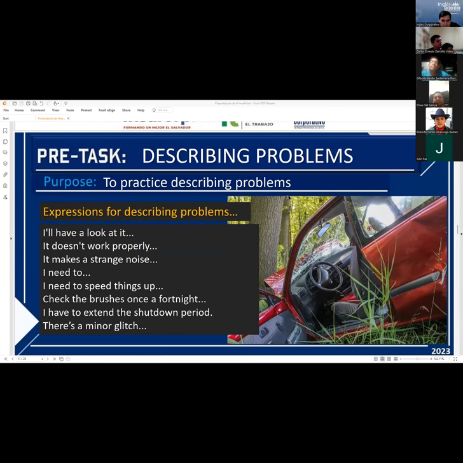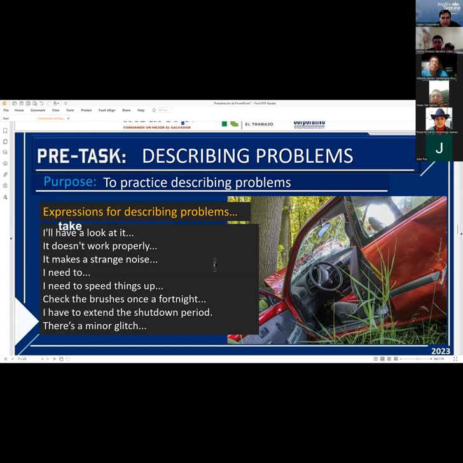Excellent. Describing problems. Okay, practice describing problems. Normally we say, I have a problem. Oh, I'll have a look at it. Or I'll take a look at it. Normally, British say, I'll have a look at it. Americans say, I'll take a look at it.